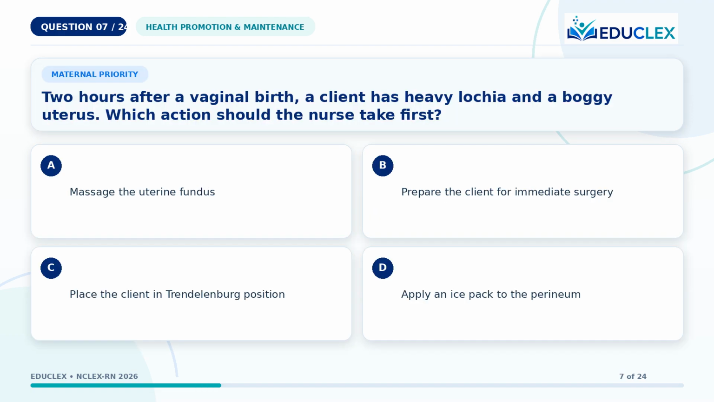Question 7. 2 hours after a vaginal birth, a client has heavy lochia and a boggy uterus. Which action should the nurse take first? Option A, massage the uterine fundus. Option B, prepare the client for immediate surgery. Option C, place the client in Trendelenburg position. Option D, apply an ice pack to the perineum.